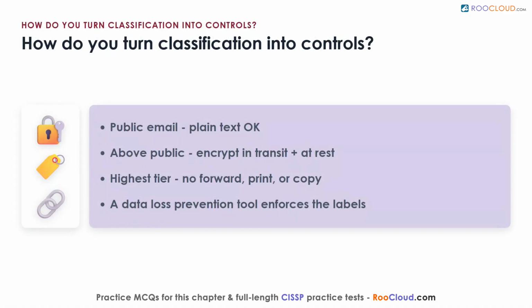So how do you turn a classification into real controls? You start from a data security policy and match protection to each label. Say your organisation guards email differently at every level. Public messages can travel in plain text, but everything above public gets strong encryption in transit and at rest. The highest tier piles on extra rules, like blocking forwarding, printing, and copying. A data loss prevention tool can read those labels and enforce the rules automatically. The pattern is simple. Higher value earns stricter handling.